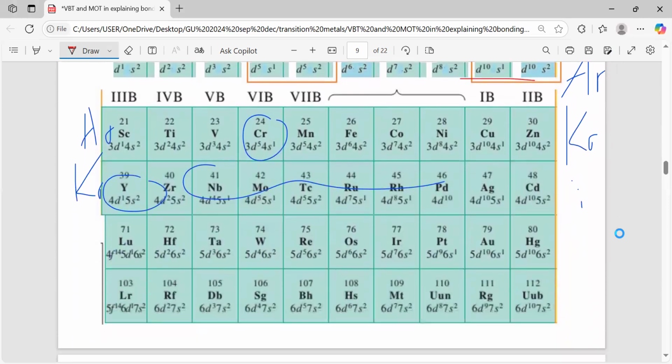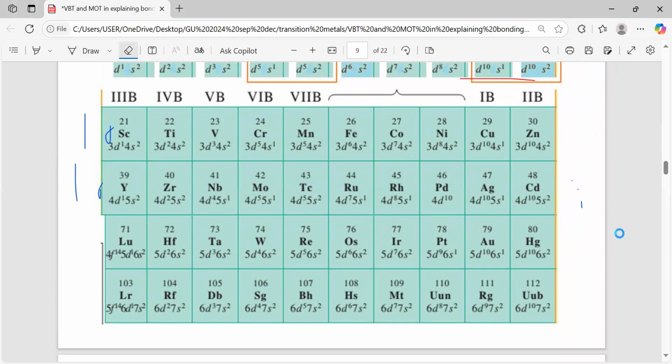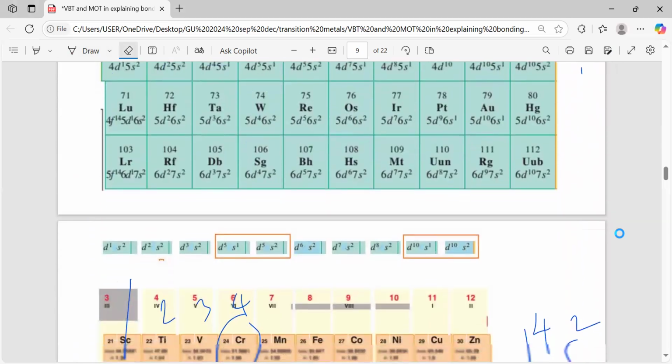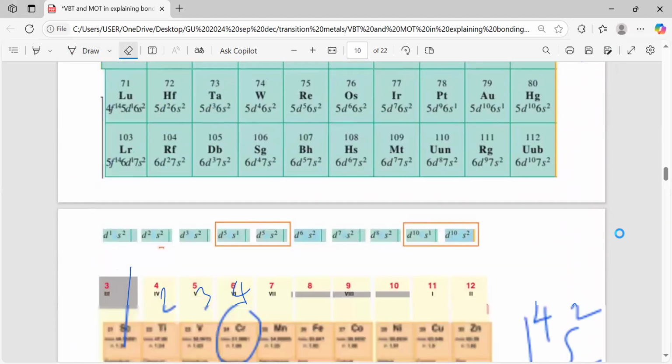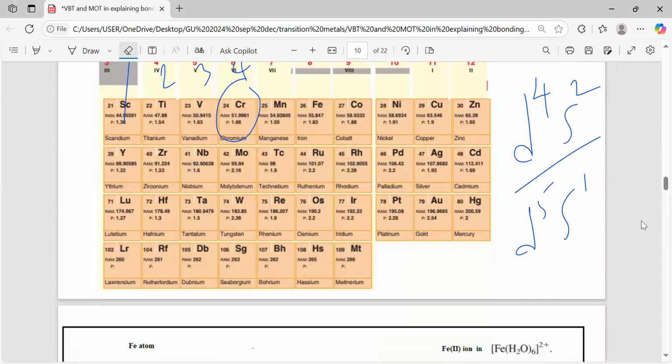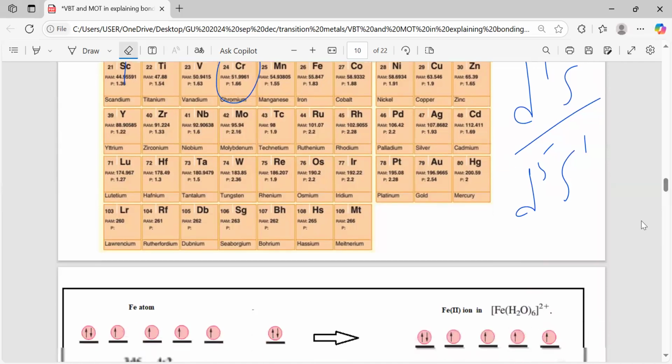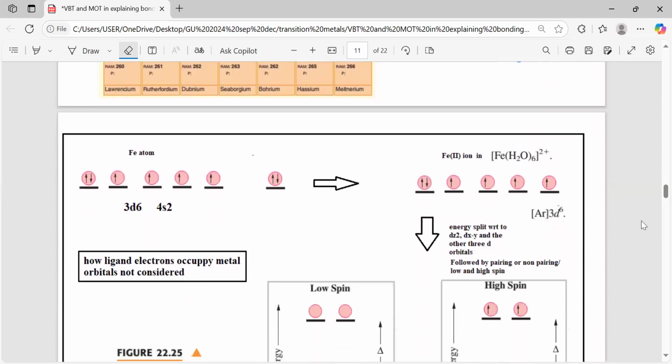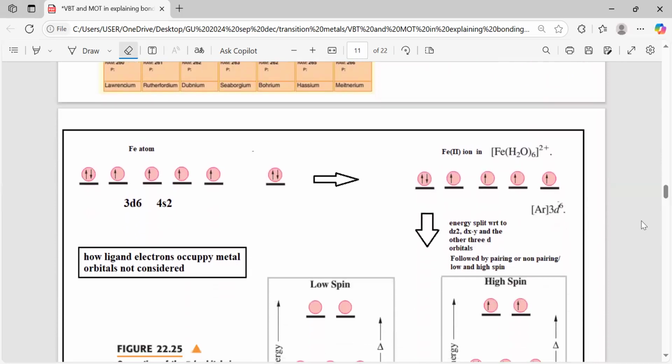So this is the periodic table, and I don't think I need it for now. So of course, we shall come to that later. I want us now to look at Fe, for example.